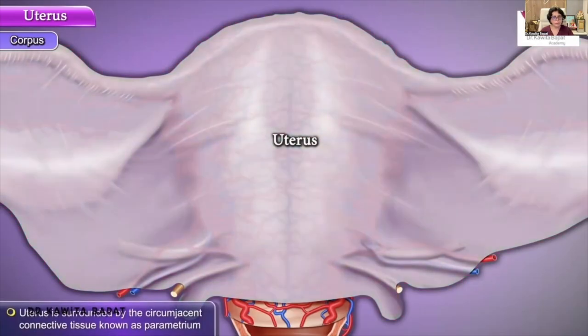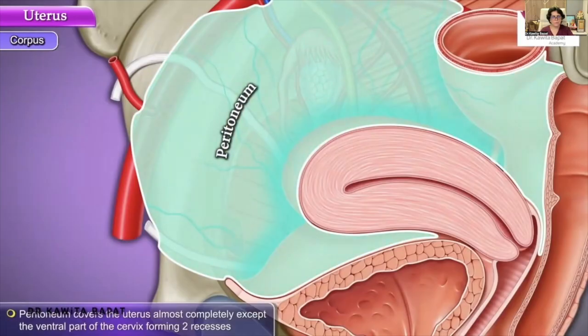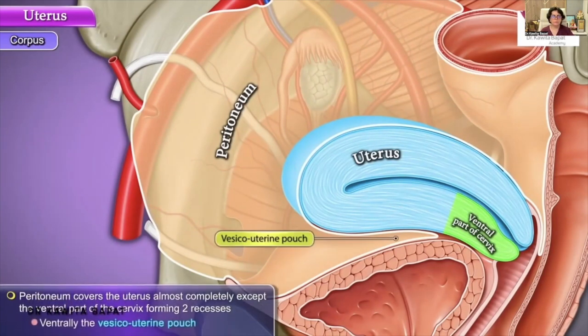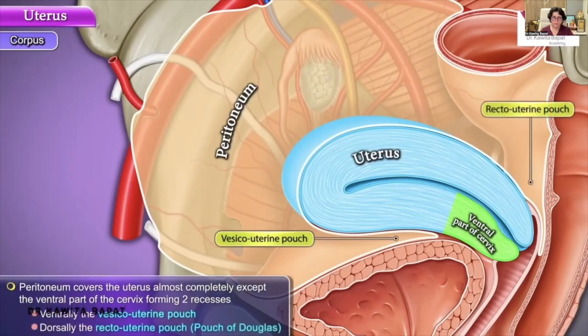The uterus is surrounded by circumjacent connective tissue known as parametrium, and the peritoneum covers the uterus almost completely except at the ventral part of the cervix, and they form two recesses, two small spaces where the peritoneum is not there. Ventrally, it is called the vesico-uterine pouch, and dorsally, it is called the recto-uterine pouch, that is the pouch of Douglas.